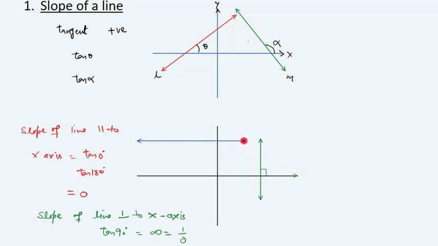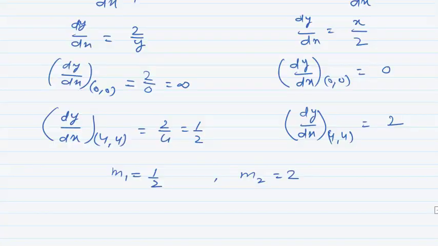And it is very clear that when one line is parallel to the x-axis and another is perpendicular to the x-axis, these two are also perpendicular to each other. So it means that when the two curves intersect each other at point (0, 0), the slopes of the tangents are infinity and 0. It means they are perpendicular, making an angle of 90 degrees, which means the angle between the two curves is 90 degrees.